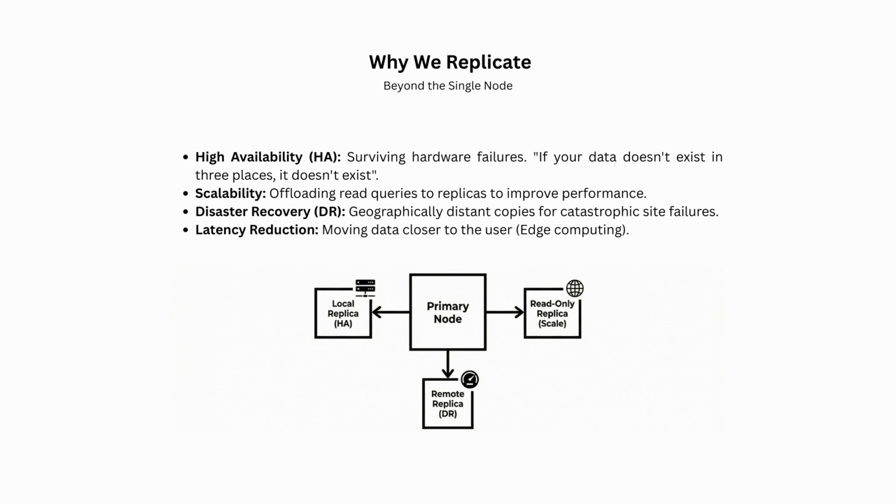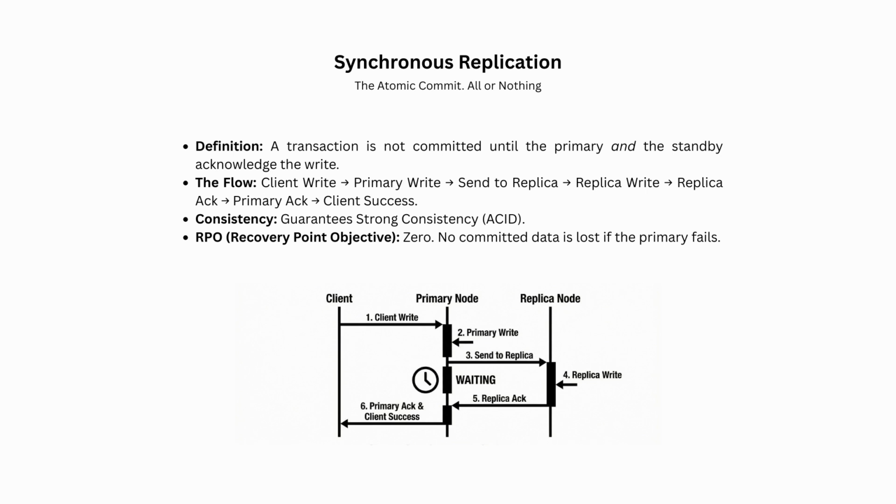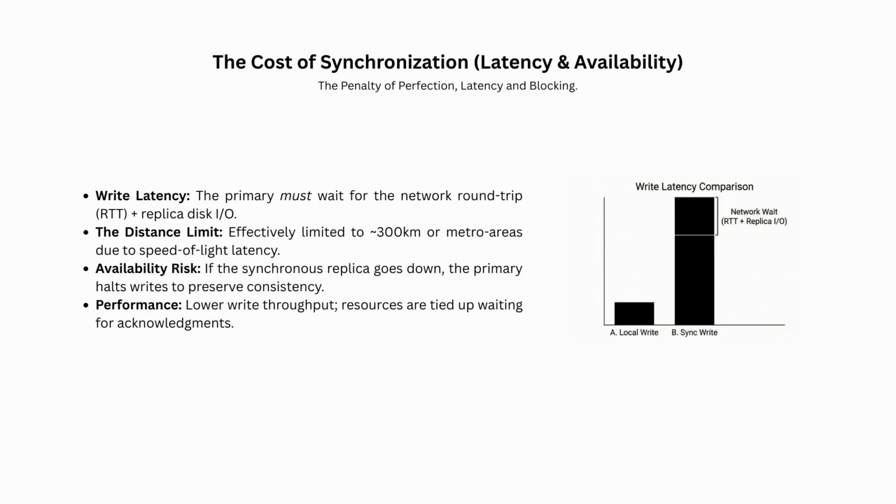The mechanism you choose, sync or async, dictates how well you achieve these goals and what price you pay for them. Let's start with synchronous replication. Imagine you are transferring $1 million. You want to be absolutely sure that the money is recorded safely. In synchronous replication, the primary server does not tell the client success until the replica confirms it has also written the data. It's atomic. If the primary crashes immediately after the write, you lose nothing because the replica has an exact copy. This gives us an RPO, recovery point objective, of 0.